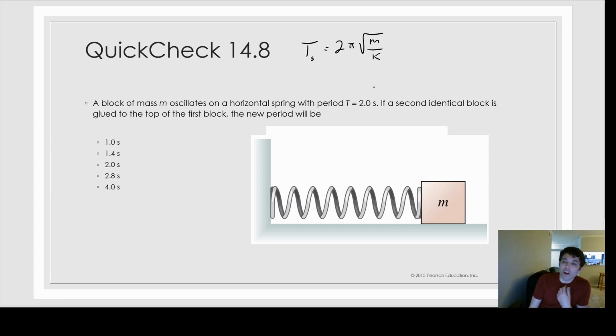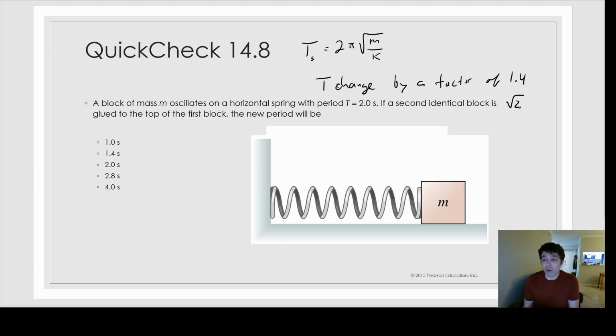So that means that our period is going to change by a factor of 1.4. And where did I get that number from? Again, square root of 2, right? Because we're doubling the mass. We got one block. We're going to glue another block, an identical block, on top of it. So we've doubled the mass. So it's 2 times the mass, but it's under a square root sign. So square root of 2, 1.4. So our factor change is 1.4.